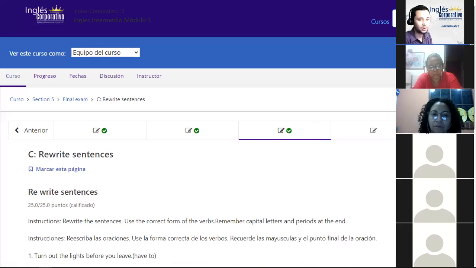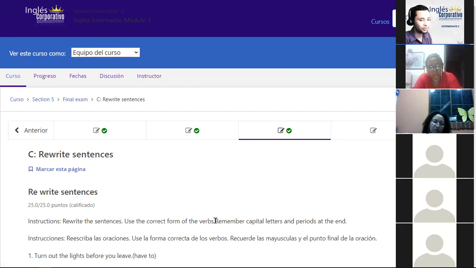Write sentences. Vamos acá. Okay. Estos son los modals que estábamos viendo. Este ya lo repasamos en una clase anterior, ¿verdad? Pero igual, vamos a verlo acá. Instructions. Rewrite the sentences. Use the correct form of the verbs. Remember capital letters and periods at the end.